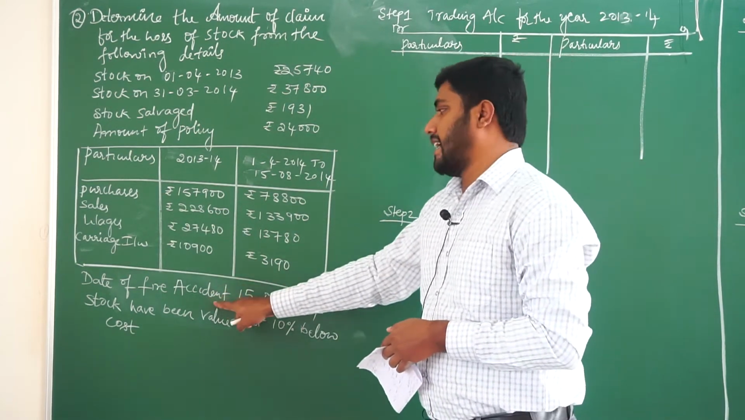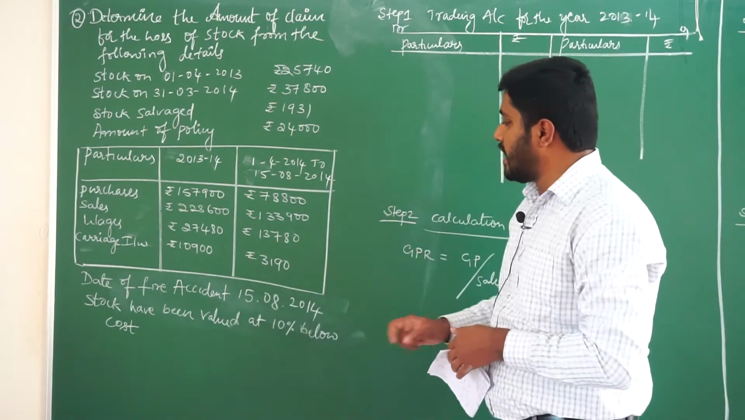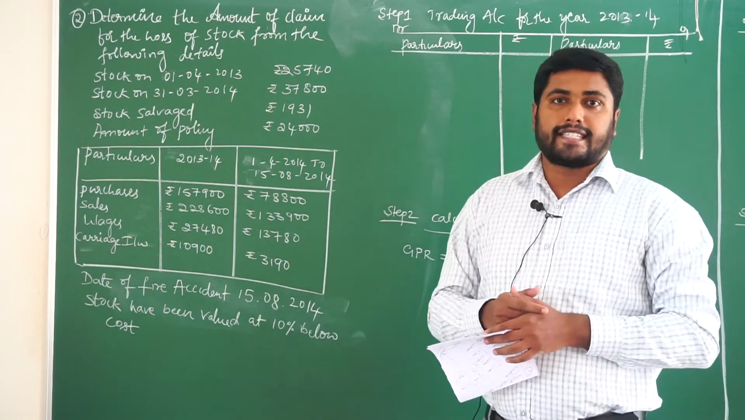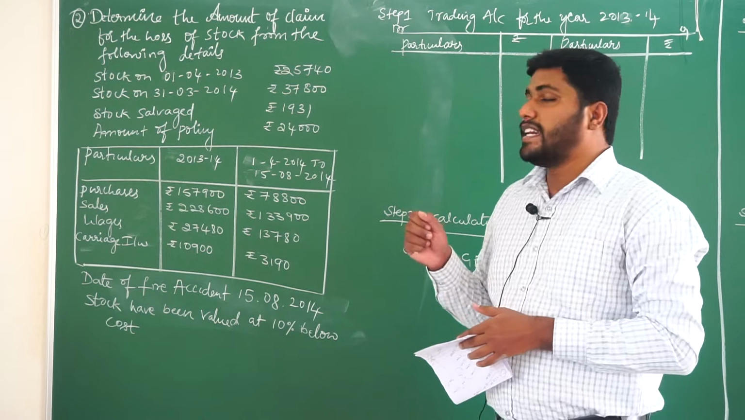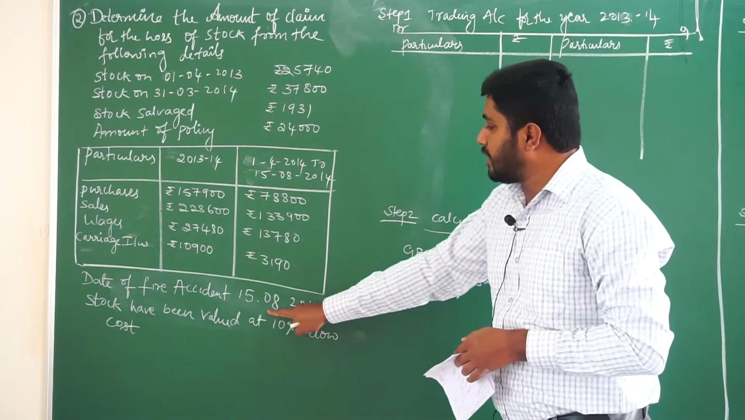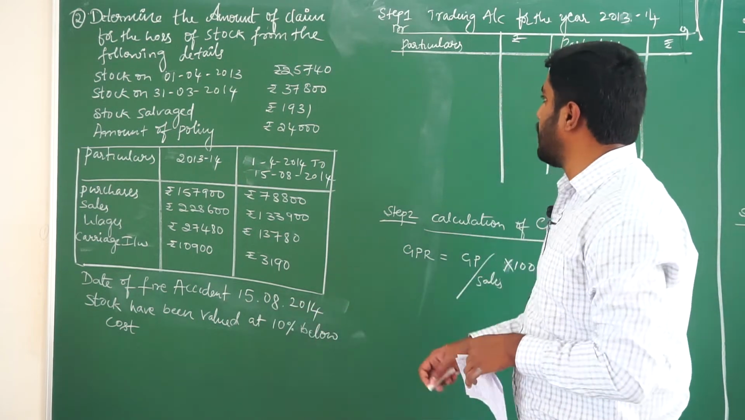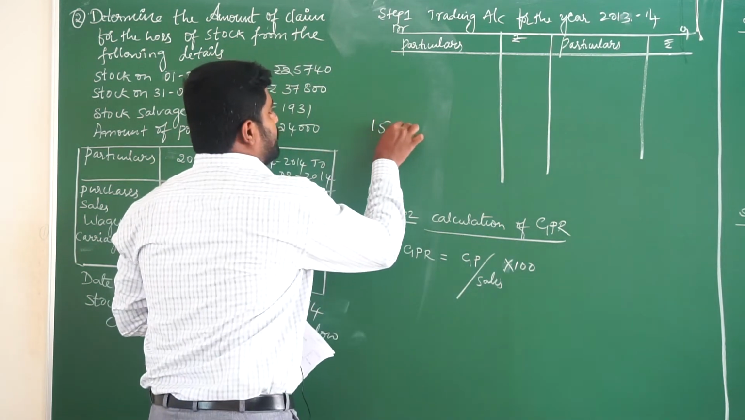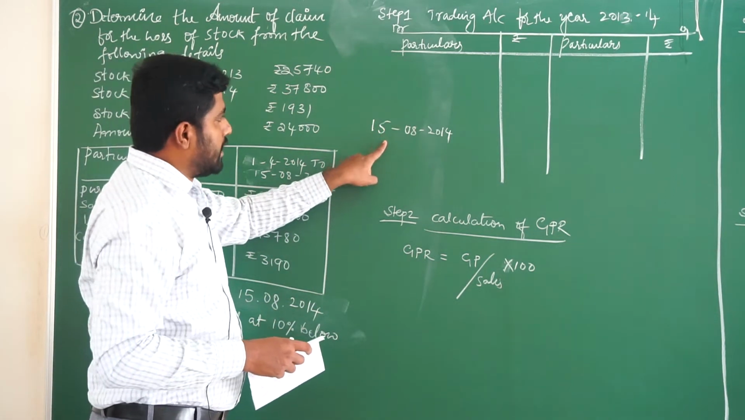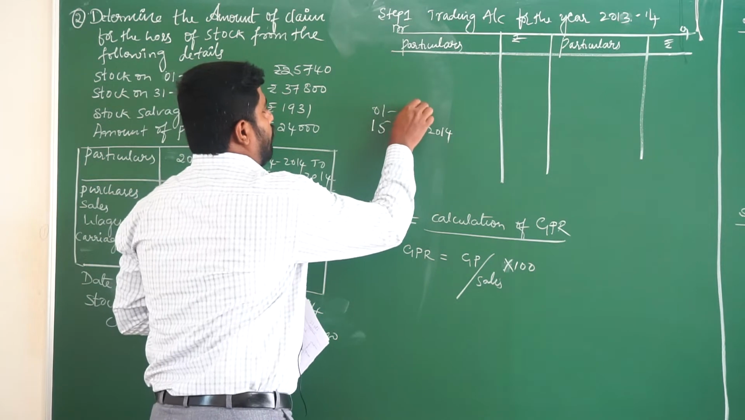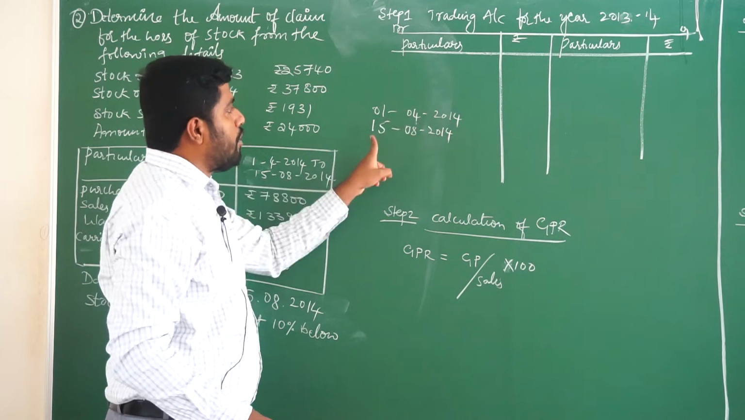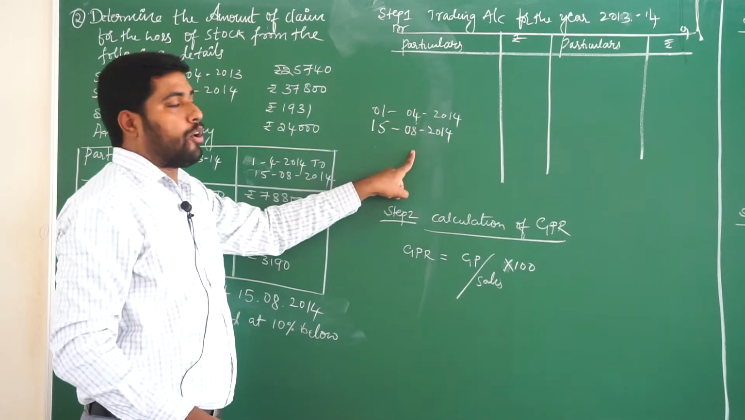The next, date of fire accident. This is very important. The date of fire accident is 15/8/2014. The previous year of fire accident belongs to trading account, and the beginning of the current year till the date of fire accident belongs to memorandum trading account. Then what's the beginning date of this year? 1/4/2014. So 1/4/2014 to 15/8/2014 belongs to memorandum trading account.